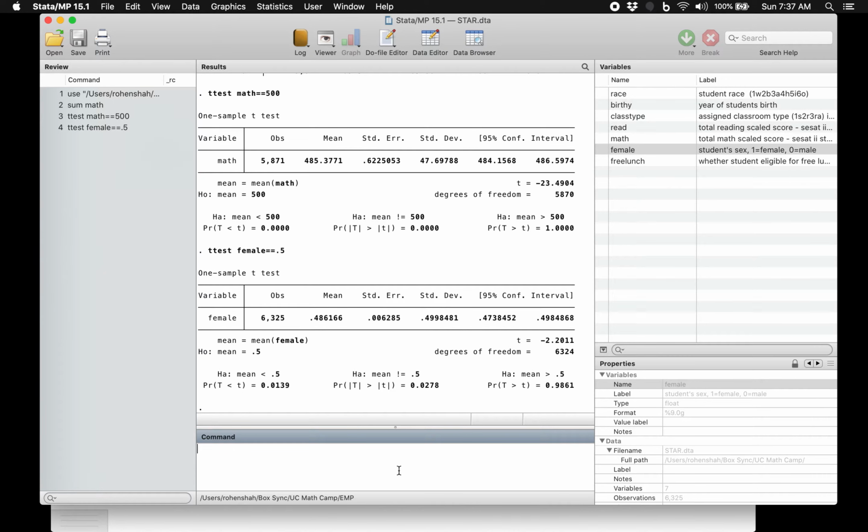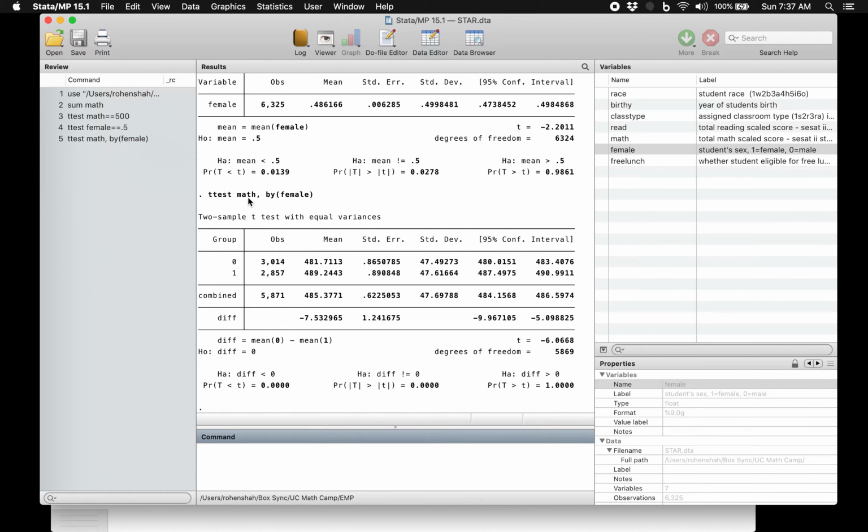So the command for that is this. It's t-test math, so t-test for the math score, but instead of equaling a specific number, you do comma, and then by, and then in parentheses, the variable that you want to do it by. So by female. All right, let's see what happens. So here's what's happening. With t-test math by female, notice it's giving us a lot of good info here. It's telling us, first of all, for the group where female equals 0, meaning this first row, is essentially the males, right?